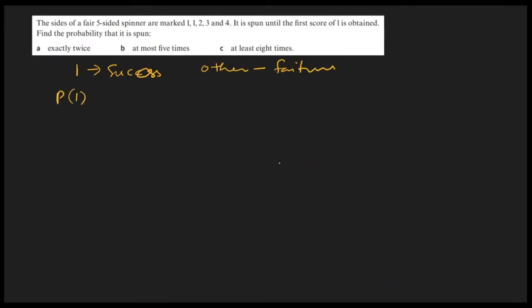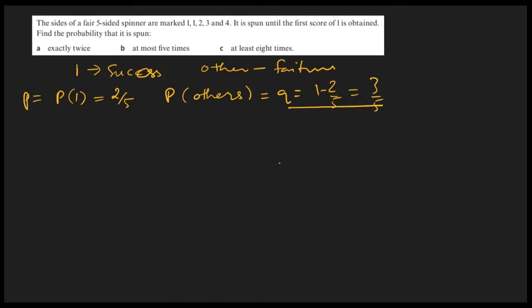So what is the probability of 1? Probability of 1 is 2 out of 5. That means the probability of others, which is Q, will be 1 minus 2 over 5, which is 3 over 5. So this is P and this is Q. Alright, so find the probability that it is spun exactly twice.